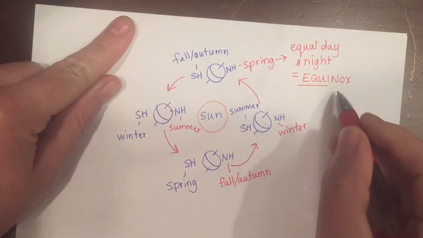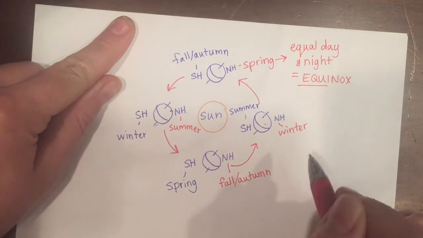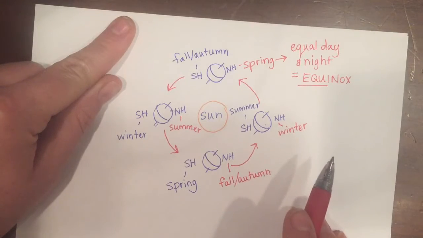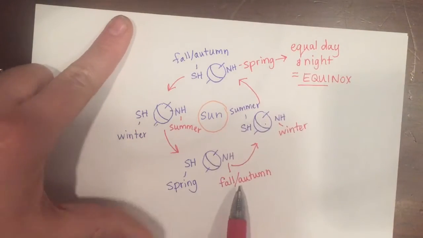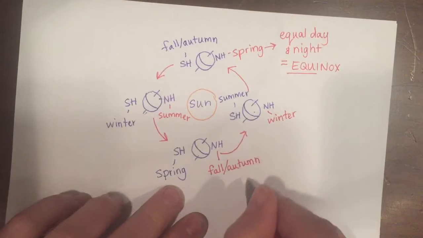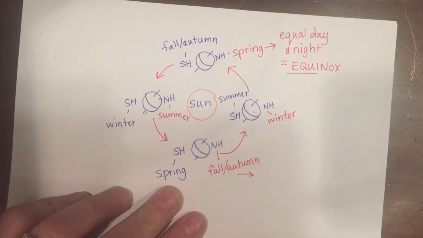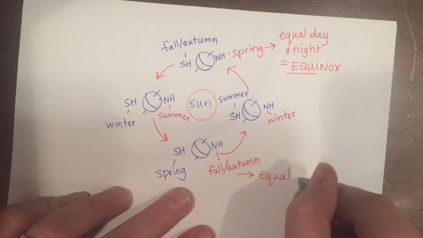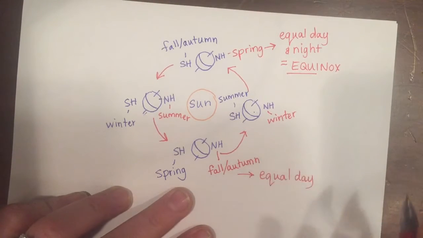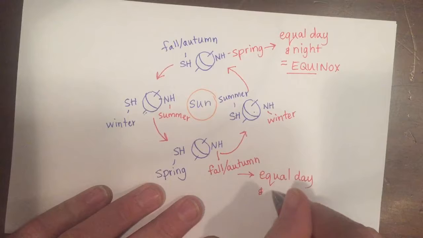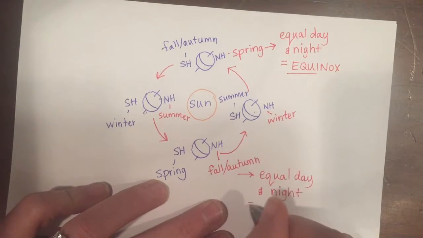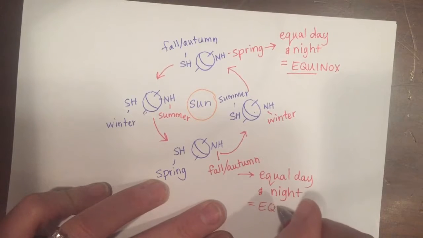Equa means equal, nox means night, so the same hours of day and night, about 12 and 12. It's the same thing with the fall. In the fall, or autumn, it's equal day and night. Equinox.